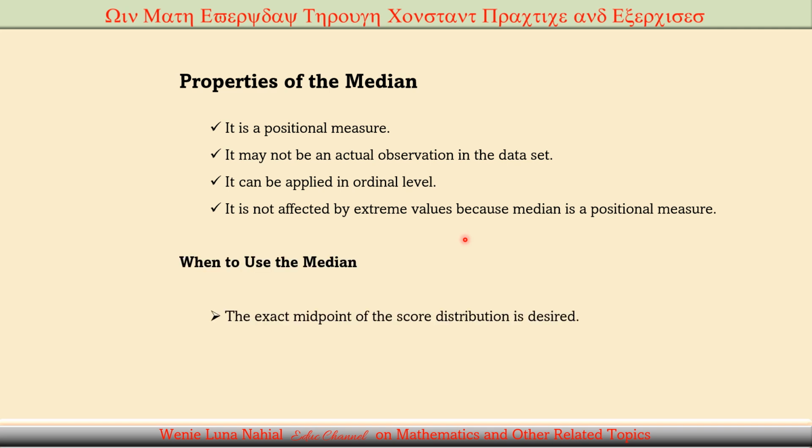When to use the median? The exact midpoint of the score distribution is desired. There are extreme scores in the distribution. So, in a given set of observations or data points, if it is very obvious that there is an extreme value or there are extreme values, you have to use the median. Now, let's come to the mode.